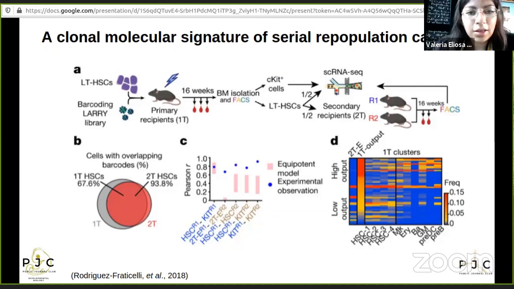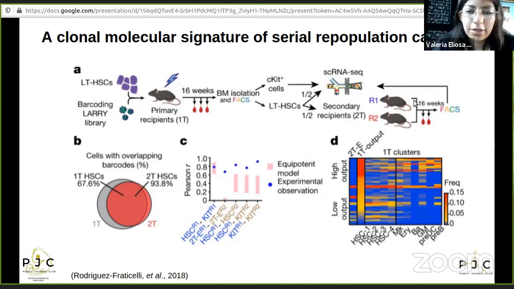Okay, so in the second figure, to determine if any of the transcriptional programs they found before was associated with the capacity of long-term repopulation, they performed secondary transplants. So they repeated the experiment with the barcoding and performed the first transplant, whose clones will be named 1T clones. After a few months, they isolated the cells from the bone marrow and took half of it to make single-cell RNA-seq analysis, and the other half was split into two and transplanted into two different recipients.